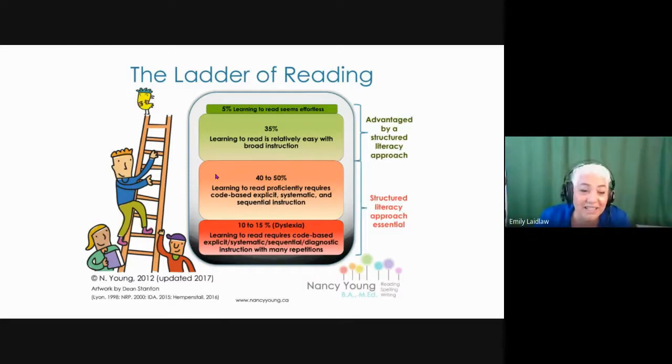So the already highest achieving readers gained even faster than the lowest achieving readers for whom the curriculum was originally designed. So this is so exciting to know that this is beneficial for everybody. It slows nobody down. It slows nobody down to give explicit instruction.